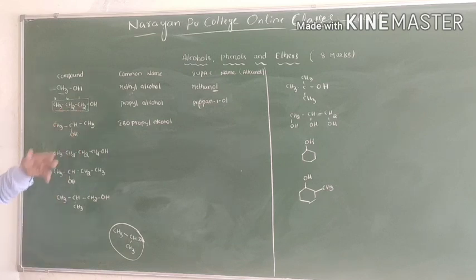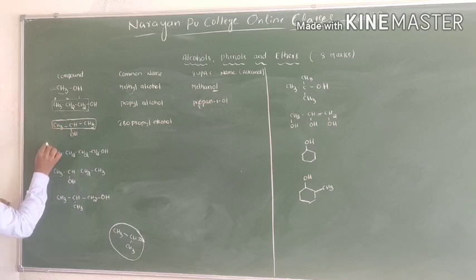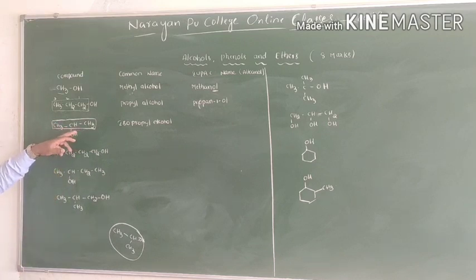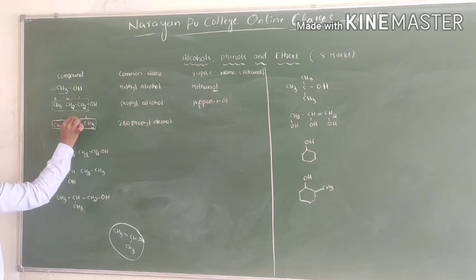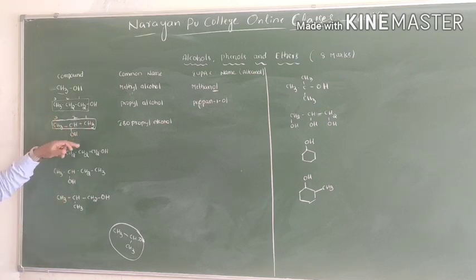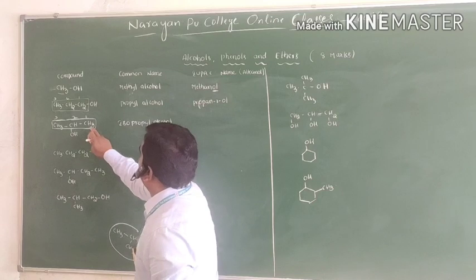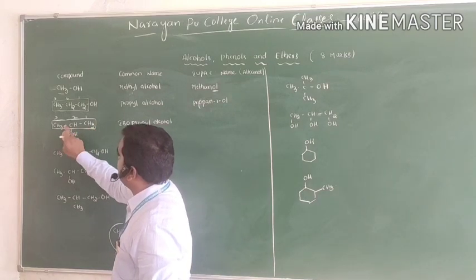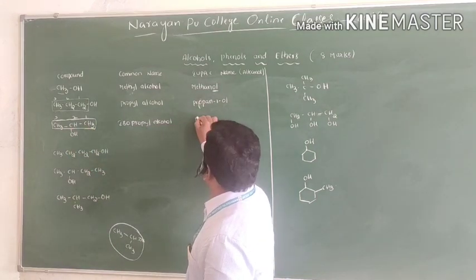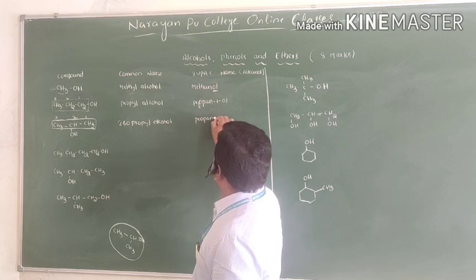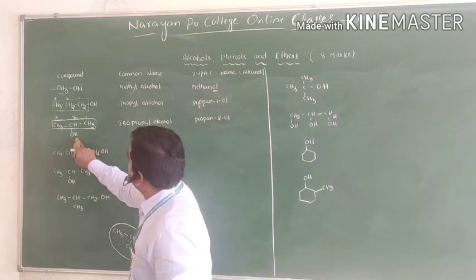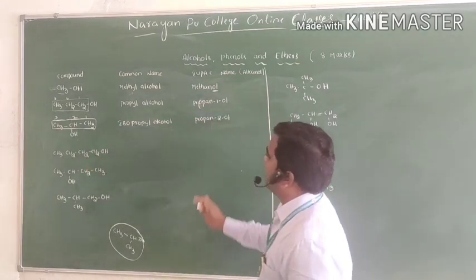You know how to write the IUPAC name? For alcohol, we first select the longest carbon chain and give the numbering in such a way that the OH-attached carbon gets the least number. So 1, 2, 3. Clear? What is the name of this compound? How many carbon atoms are there? 3. 3 means propane. So that's why propane 2-ol. OH is attached to which carbon? Second carbon. So that's why 2-ol.